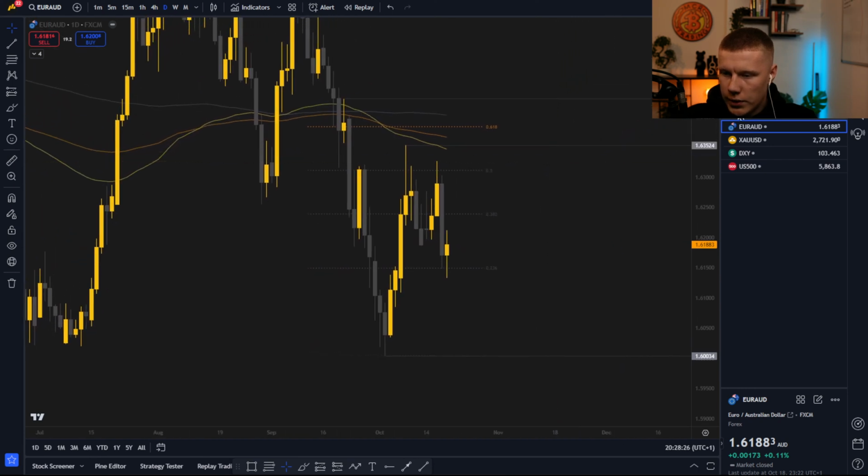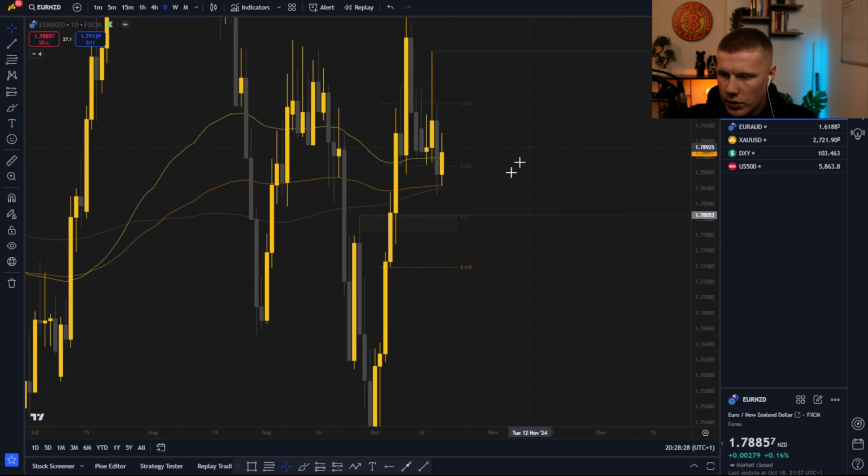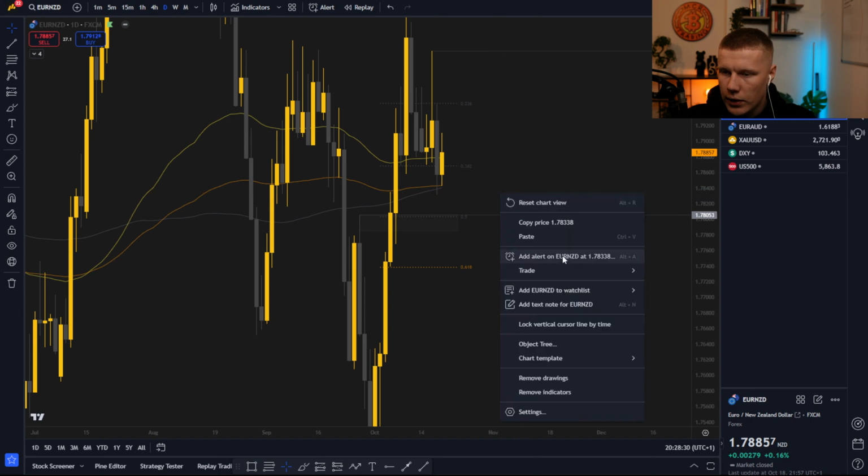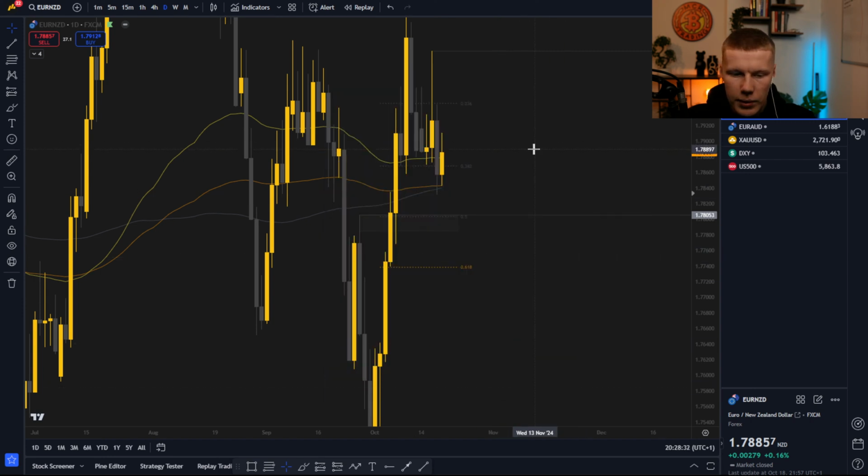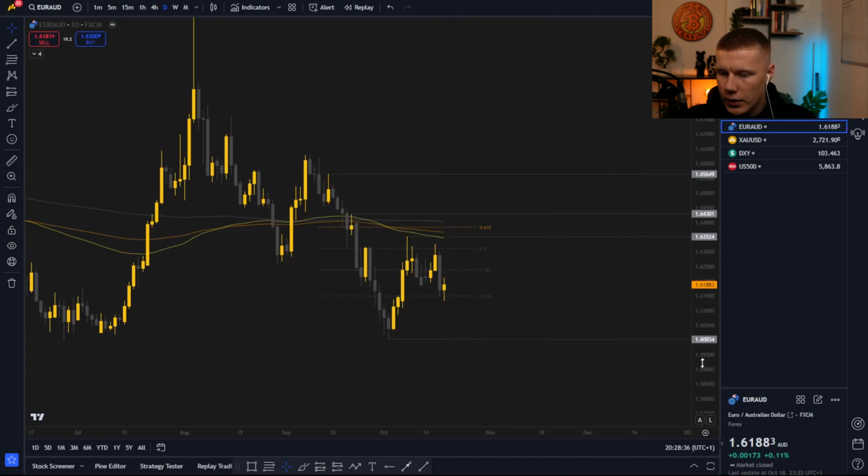Euro Aussie. Let me set an alert for that one, actually. I think I will take it. It's just an awkward one for take profit because there's two EMAs. But still, I think I'll still go for it.